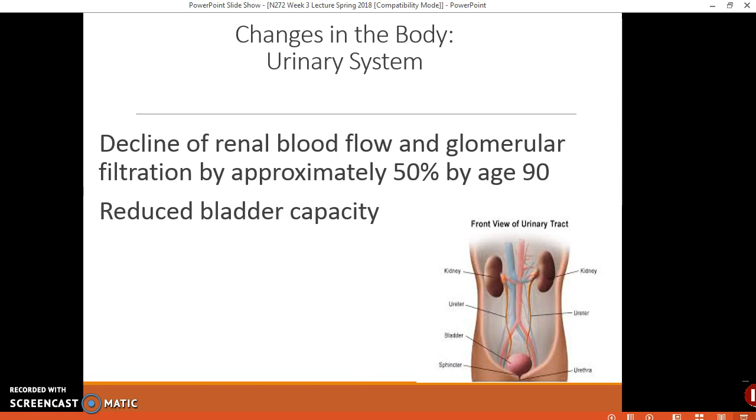Decline of renal blood flow occurs in the urinary system, and the glomerular filtration rate decreases by 50% by the time an individual is 90 years old. Reduced bladder capacity also occurs. As we age, our bladder is not able to hold as much urine as it once did.